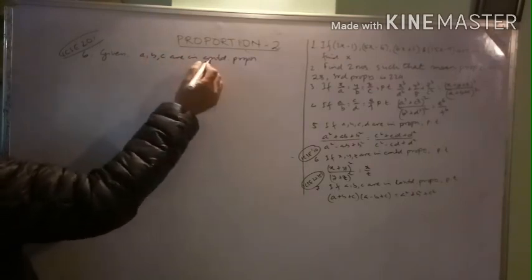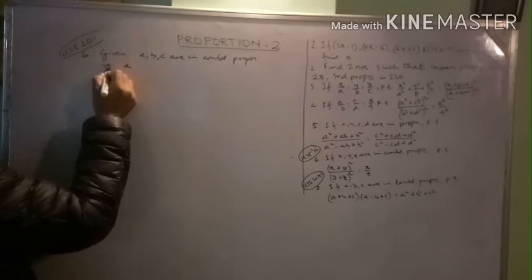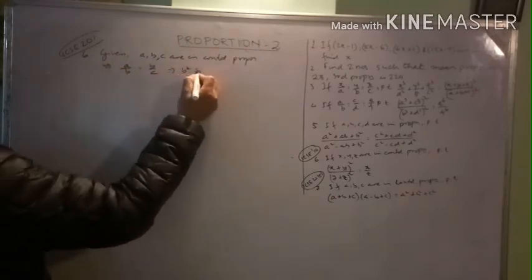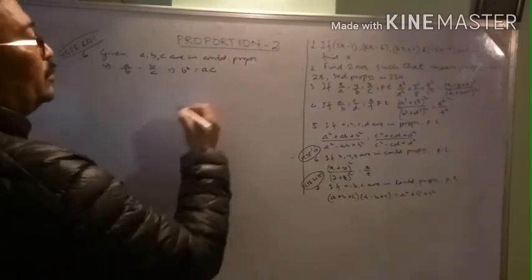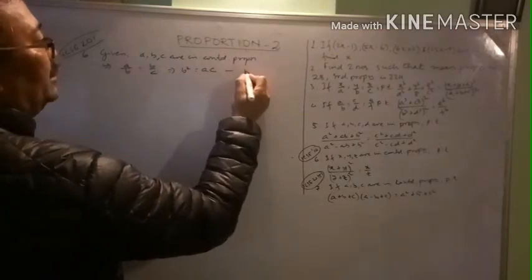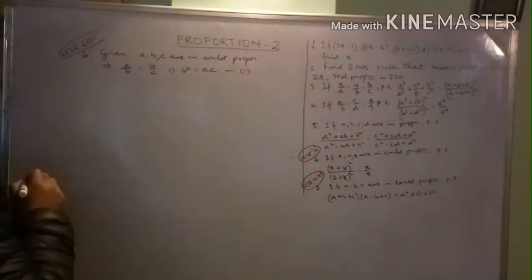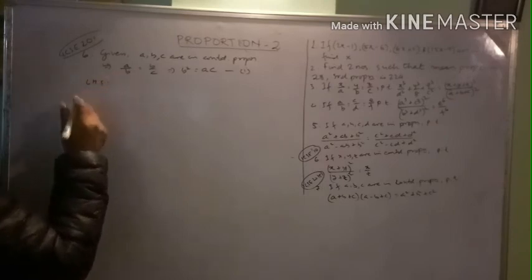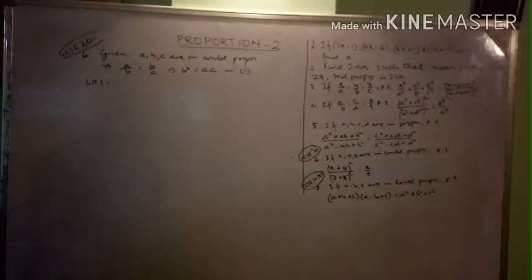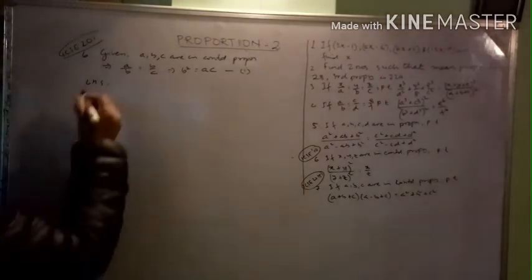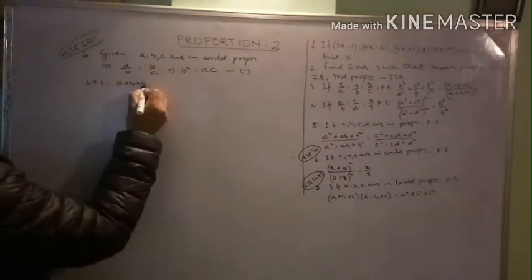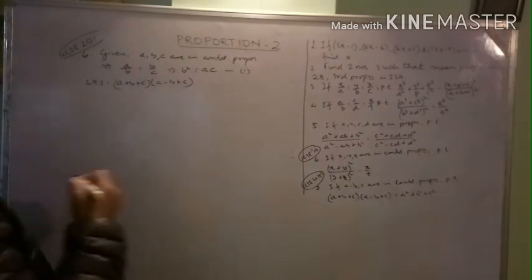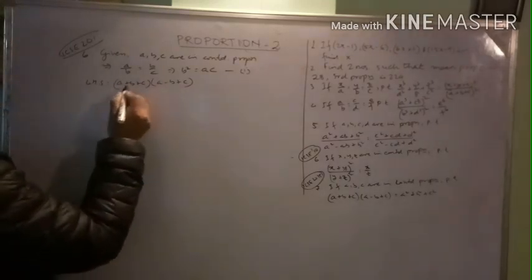So A, B, C are in continued proportion, meaning this implies A by B is equal to B by C. This implies B square equal to AC. Okay, this is equation 1. Now take LHS. We start with LHS and try to get RHS using this relation. So we have A plus B plus C into A minus B plus C. That is LHS. So you can open the bracket here.